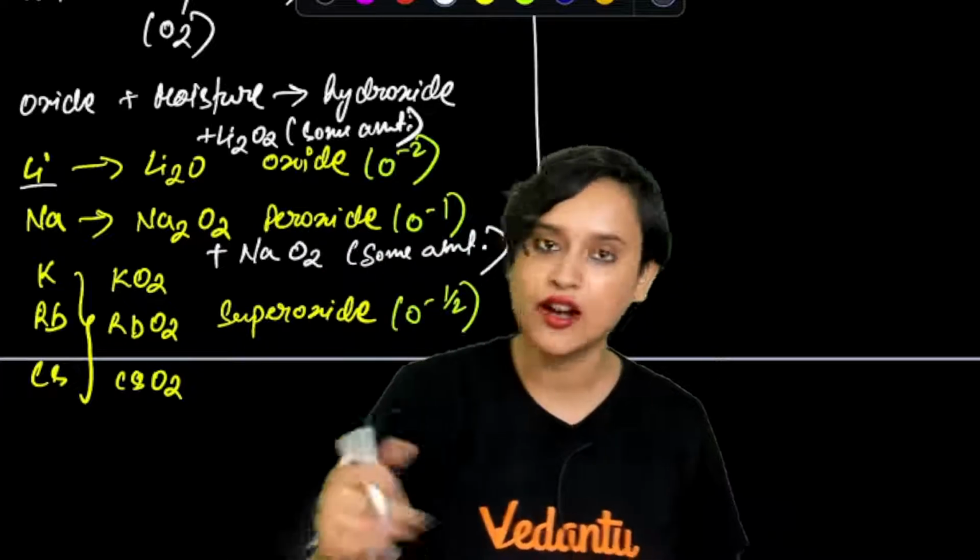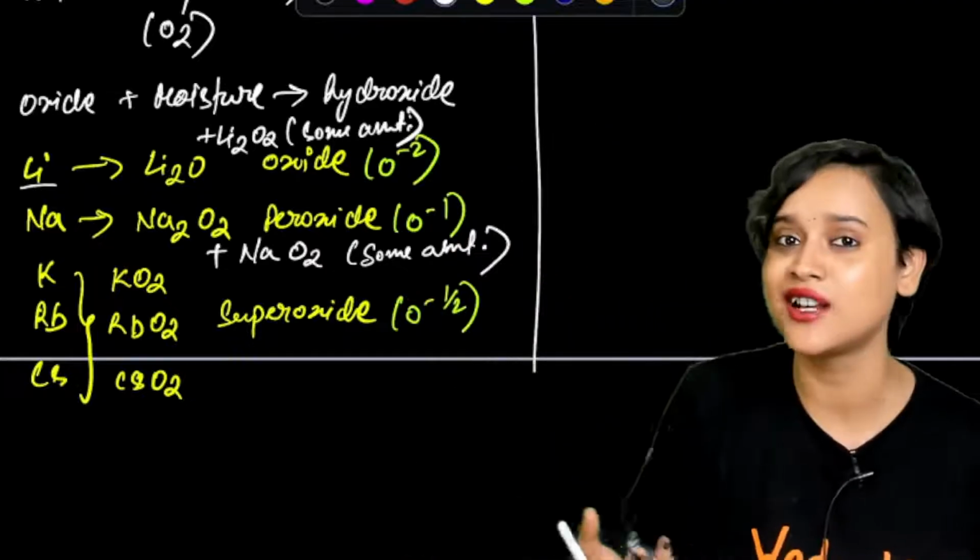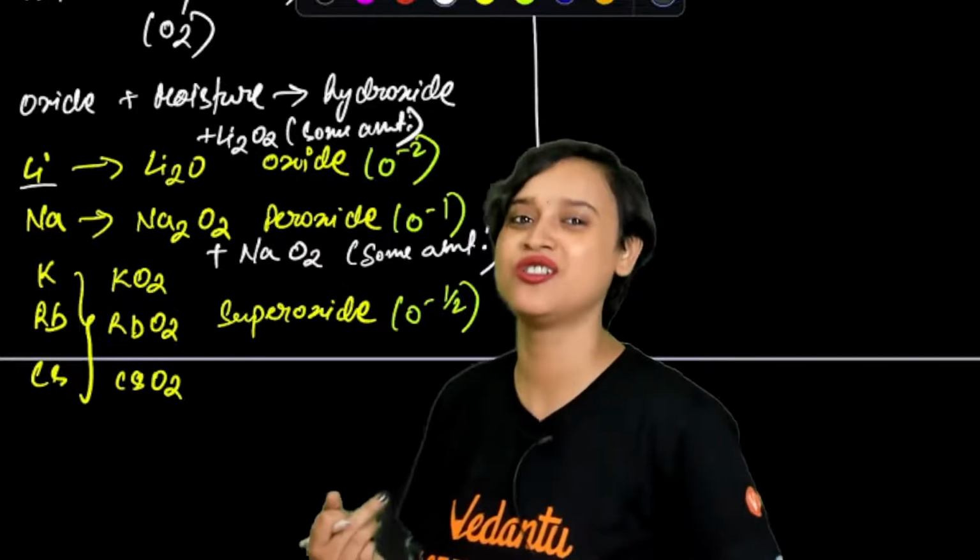Now tell me something. These are all metals. All the group 1 elements are metals. And metallic oxides are usually what in nature? You know it.